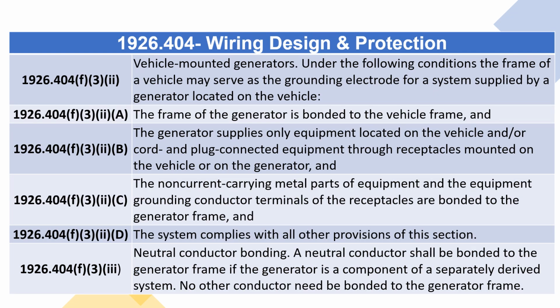1926.404(f)(3)(ii) Vehicle-mounted generators. Under the following conditions, the frame of a vehicle may serve as the grounding electrode for a system supplied by a generator located on the vehicle.